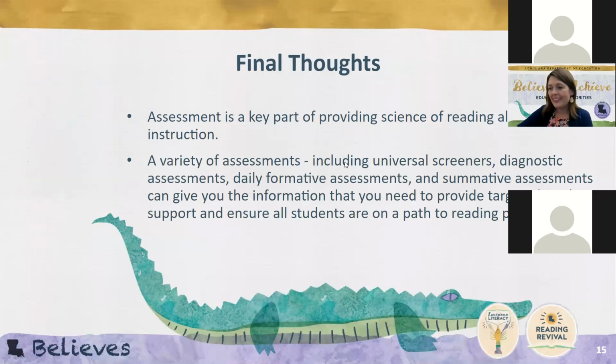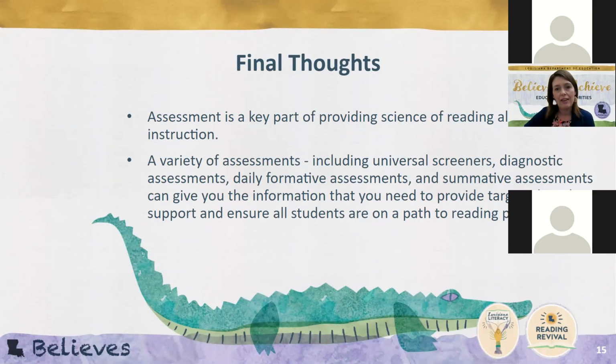Now, my final thoughts today are, assessment is such a key part of providing science of reading aligned reading instruction. We've talked a lot about Scarborough's reading rope. We've talked about these key factors that shape this science of reading approach to reading instruction. But we have to know where they're at along all of these indicators or threads of the rope. We have to be able to assess that and paint this picture of our students and where they're at in their progression to proficient reading.